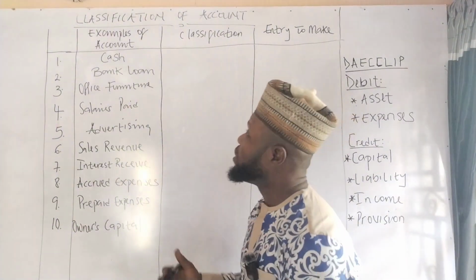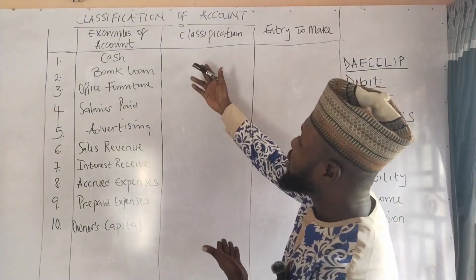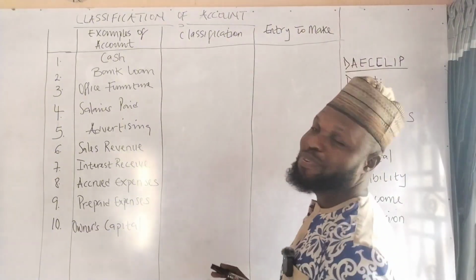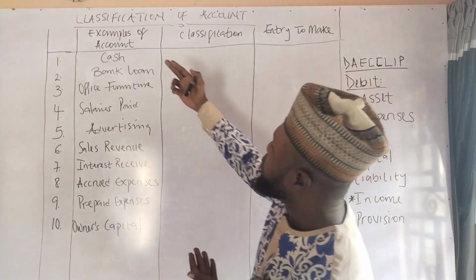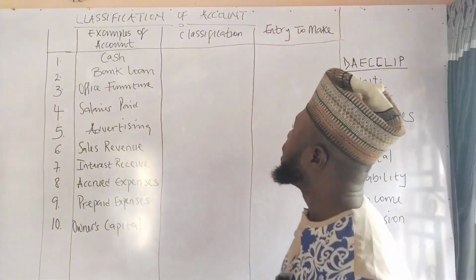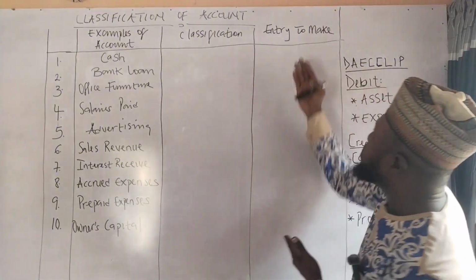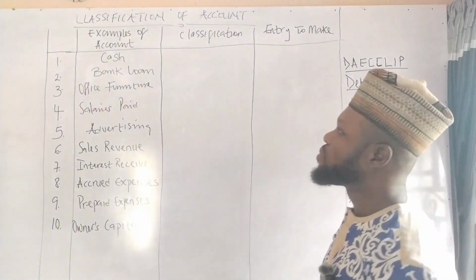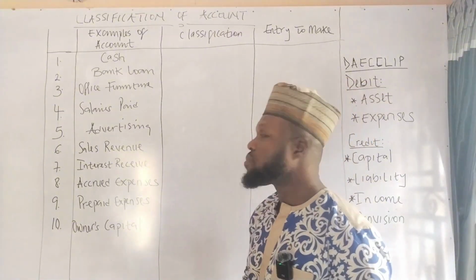Today, we are going to be treating classification of accounts, and we have been given this question to treat under this topic. Now, we are given all these examples, all these accounts rather, and we are being asked to classify all these accounts and make proper entries for them. How do we handle this type of question?